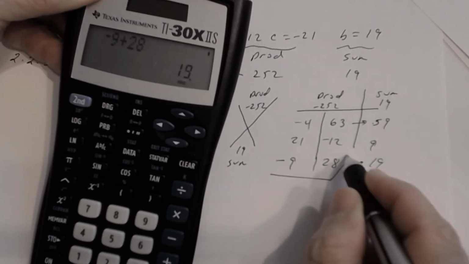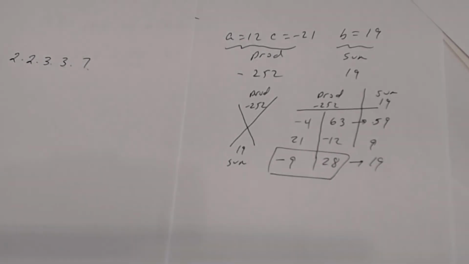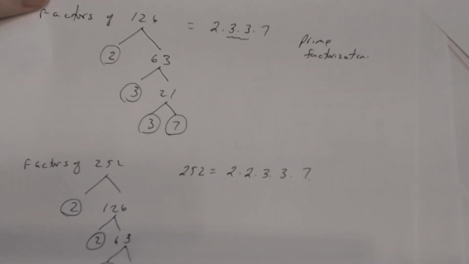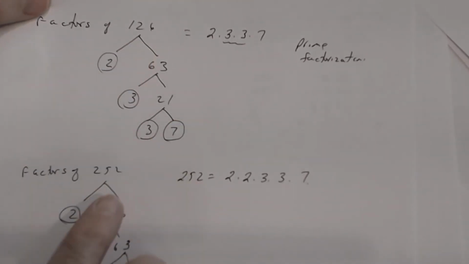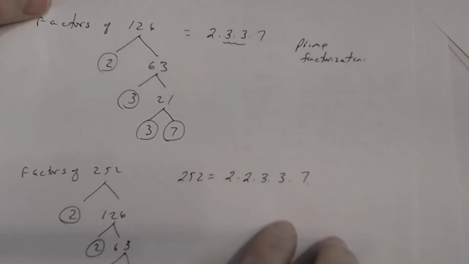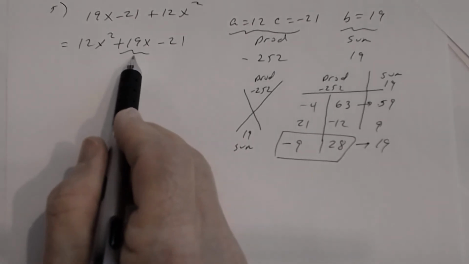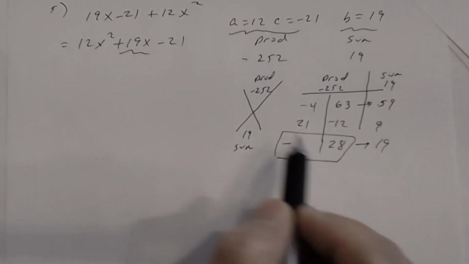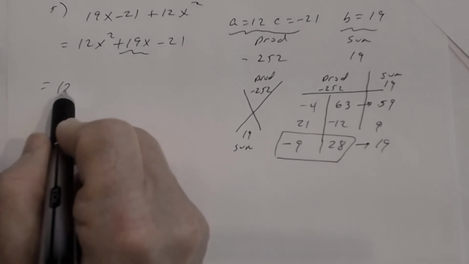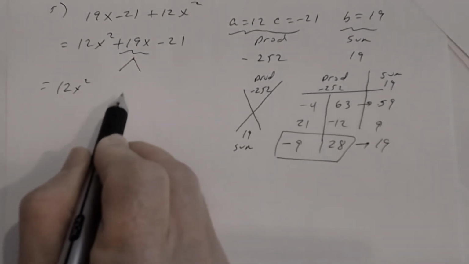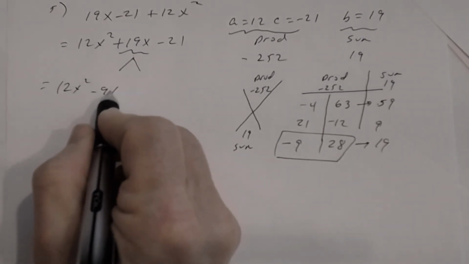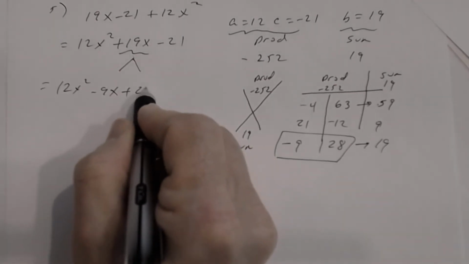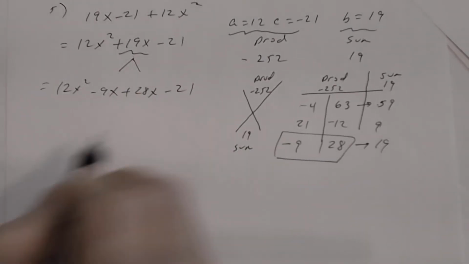I found it. I found the 2 that works. So it does help, especially when these numbers are pretty large, to do the prime factorization. Okay, so I found the ones that work. So now we're going to rewrite this middle term using those 2 numbers. So I'm going to get 12x squared, and I'm going to rewrite this now using negative 9x plus 28x and then minus 21.